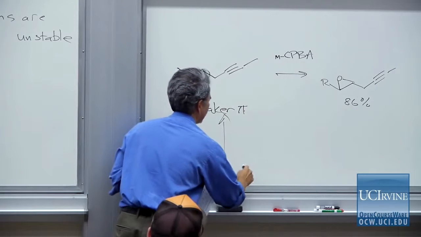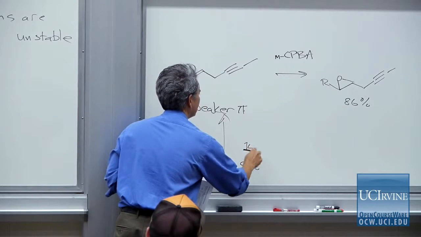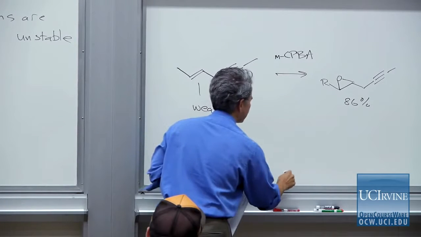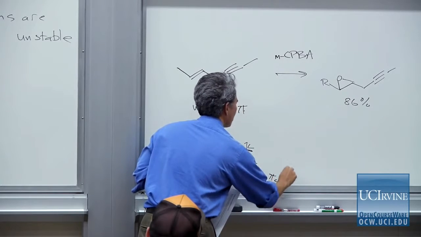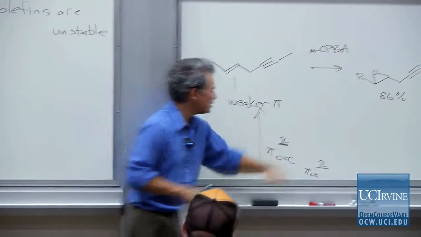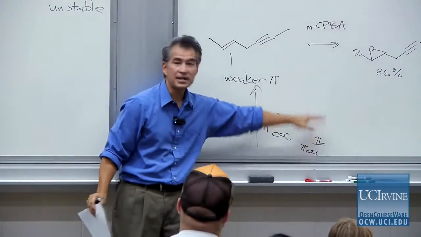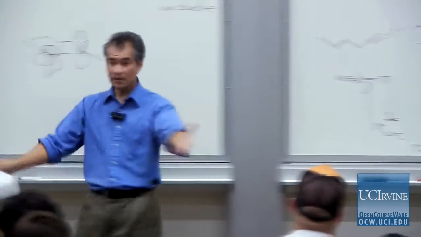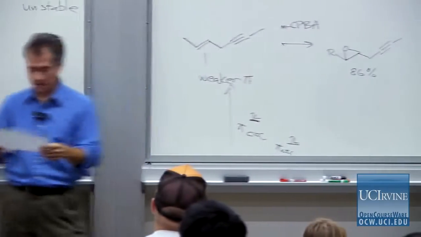So if you look at a CC pi bond, it has an energy that's up here. And if you look at a CC pi bond in an alkyne, it's more stable, it's lower in energy. This is supposed to be a triple bonded C there. It's lower in energy and it's less nucleophilic. Even though there are two pi bonds in the alkyne, it's still attacking less than the alkene.